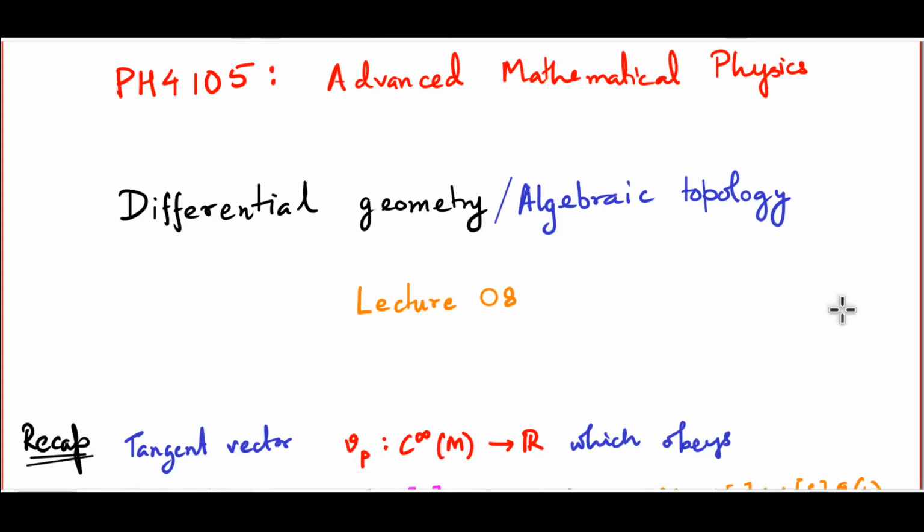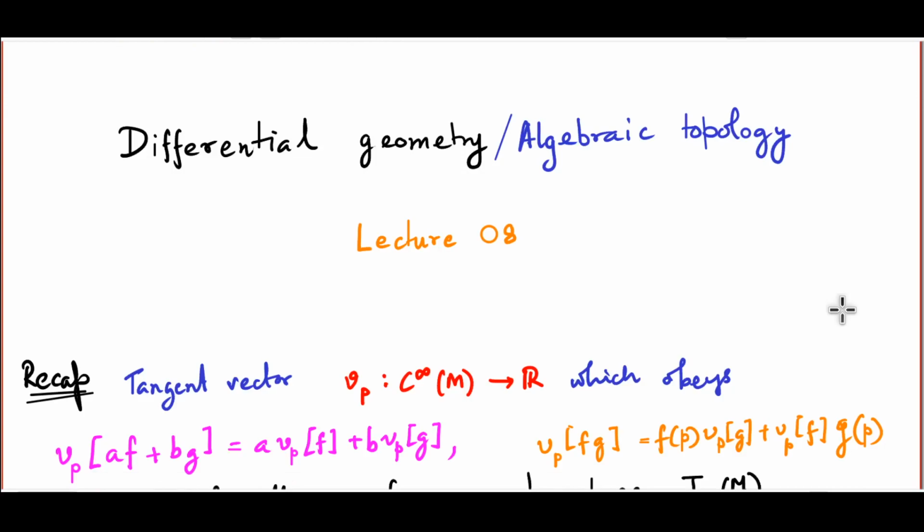A tangent vector, Vp, at a particular point P in a manifold, is actually a map from C infinity of M, the set of all smooth functions on the manifold M, to R, the set of real numbers. And this map obeys two basic properties. Firstly, it's a linear map, so acting on af plus bg, where f and g are smooth functions and a and b are real numbers, it yields a times Vp f plus b times Vp g.